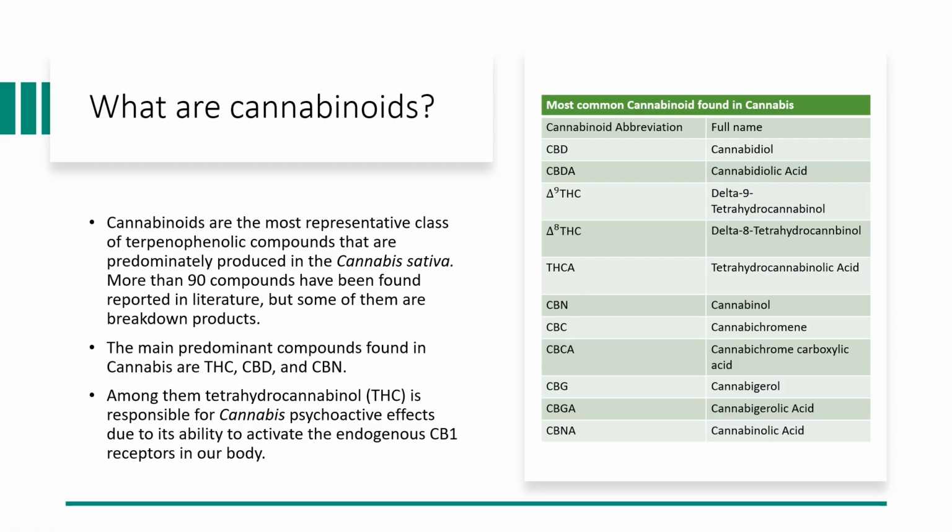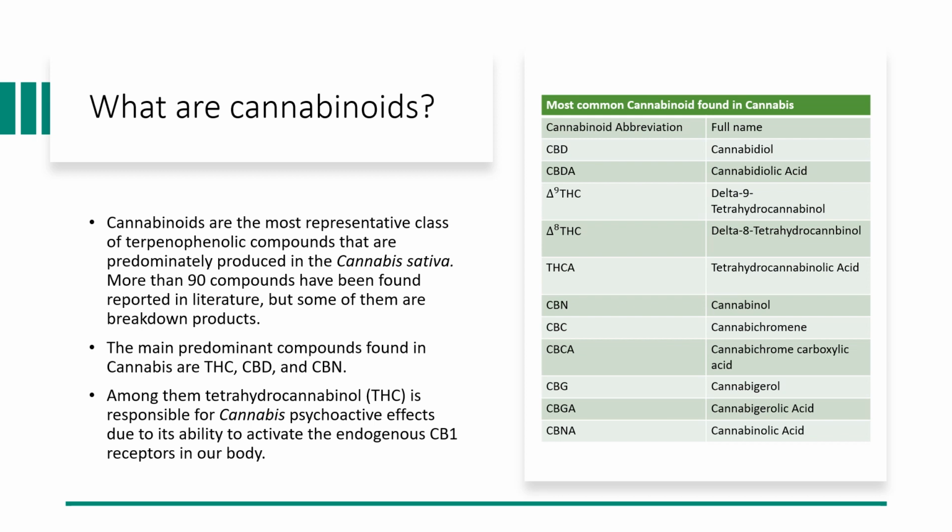So what are cannabinoids? Cannabinoids are terpene-phenolic compounds that are produced in the cannabis sativa plant. About 90 compounds have been mentioned in literature, and some of them are breakdowns of others. The predominant compounds found are THC, CBD, and CBN. The most common one is THC due to the high, or the euphoric effect, it gives people.